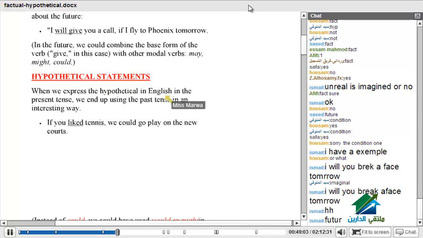When we express the hypothetical in English in the present tense, we end up using the past tense in an interesting way. If we are speaking about the present, we end up using the past tense. For example, if you liked tennis, we could go play on the new courts. Guys, in the cases of F we always go one step back. If you are speaking about the present, you will make it past with F. For example, if you like tennis, liked, we could go play on the new courts.